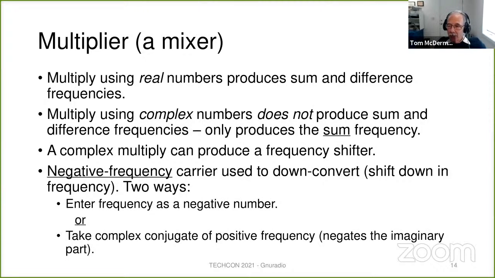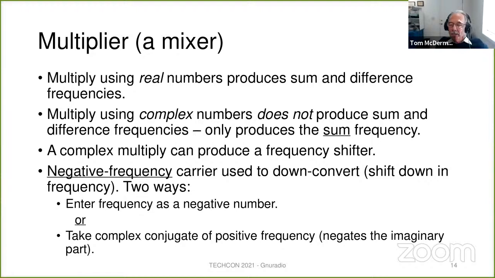So a multiplier, just multiplying the first input on a sample by sample basis with the second input, is actually a mixer, and we showed that previously. Using complex numbers does not produce a sum and difference frequency like it did with real numbers. It only produces the sum frequency. And the nice thing about that is a complex multiply can produce a frequency shifter rather than getting all of these undesired sum and difference components. When you use complex numbers, it allows you essentially to put a tuning knob on a signal and shift it up in frequency or shift it down in frequency.